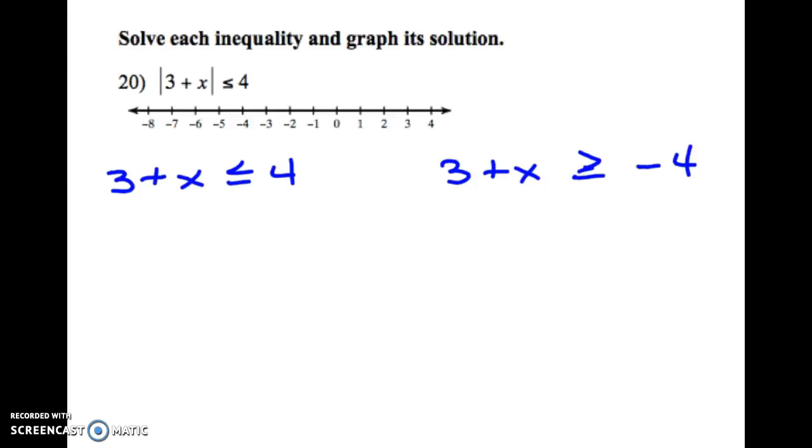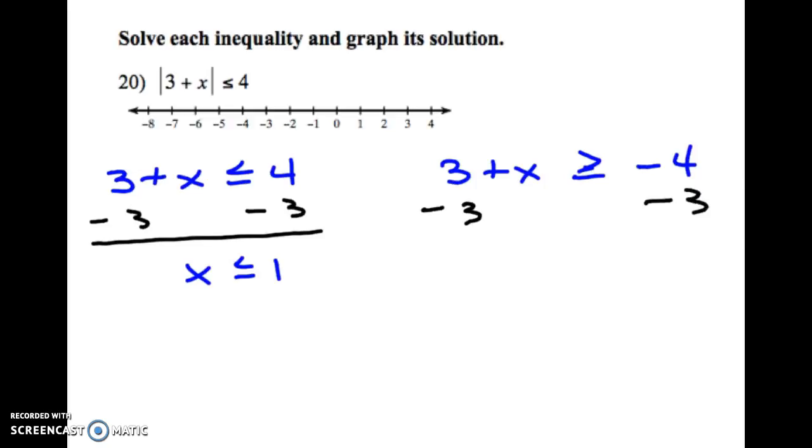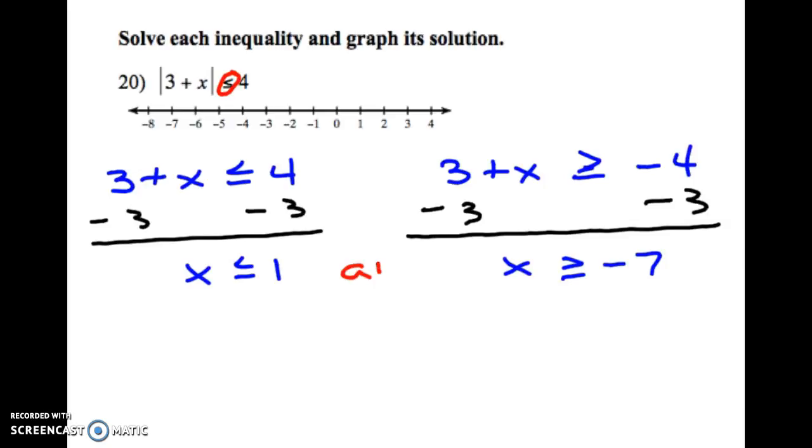Now, as far as solving goes, these aren't too bad. First one, we're just going to subtract 3. We should end up with x is less than or equal to 1. Repeating steps, subtract 3 here. And we should get x is greater than or equal to negative 7. Now, when we have the absolute value on the left, that's a less than or equal to equation. That works out so that we typically end up with AND cases. If you're not sure, take a look as we graph.